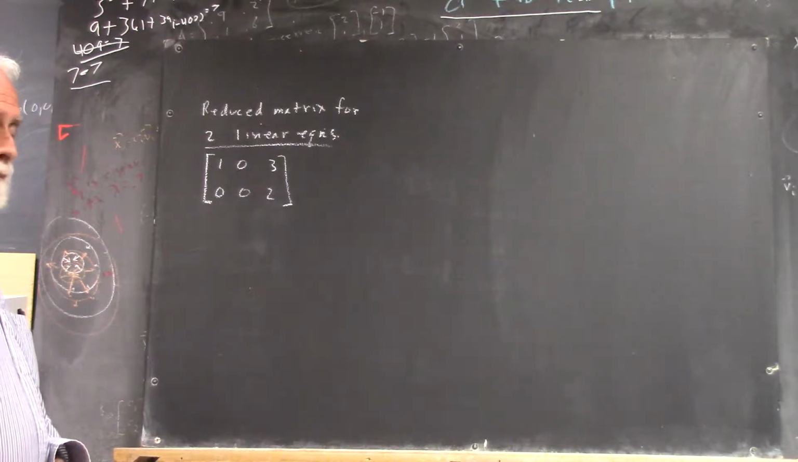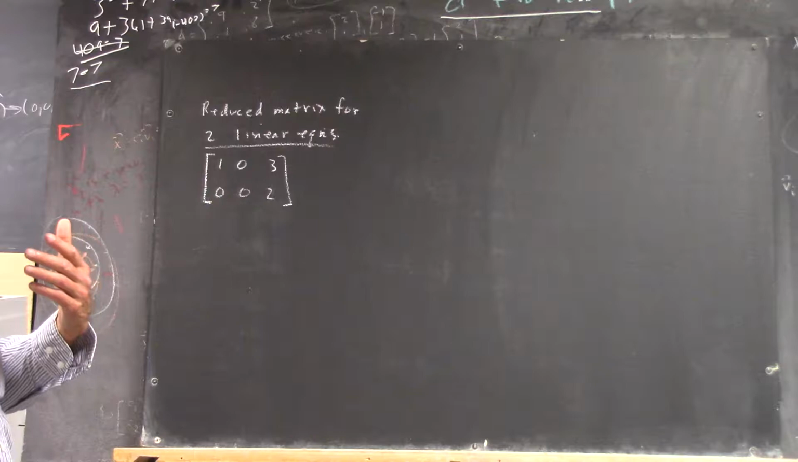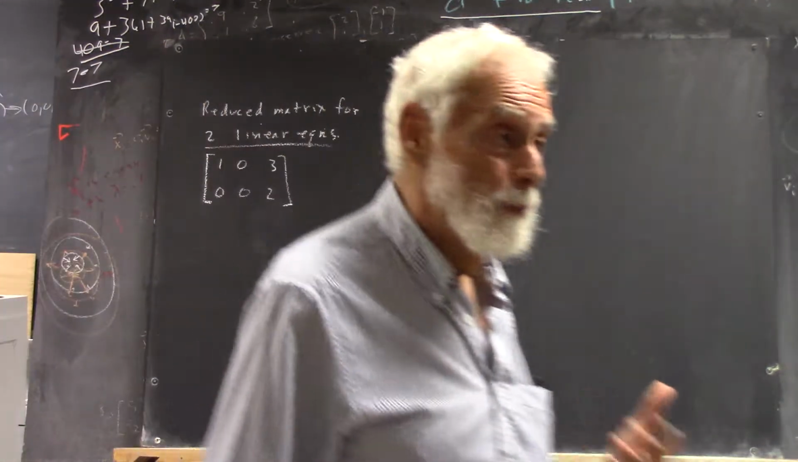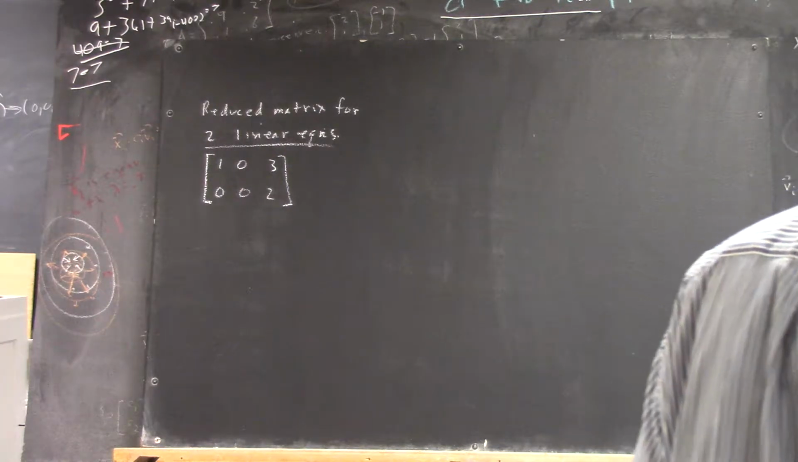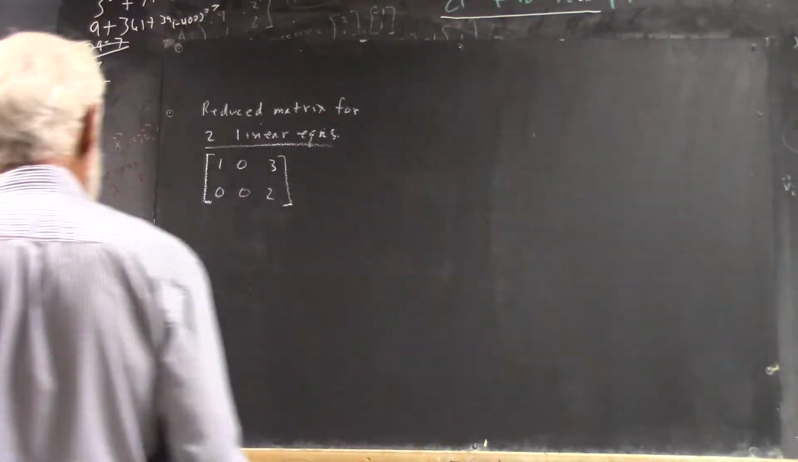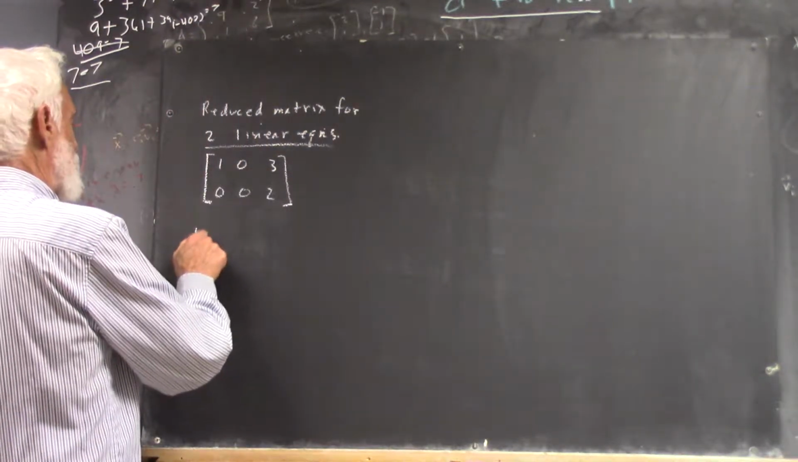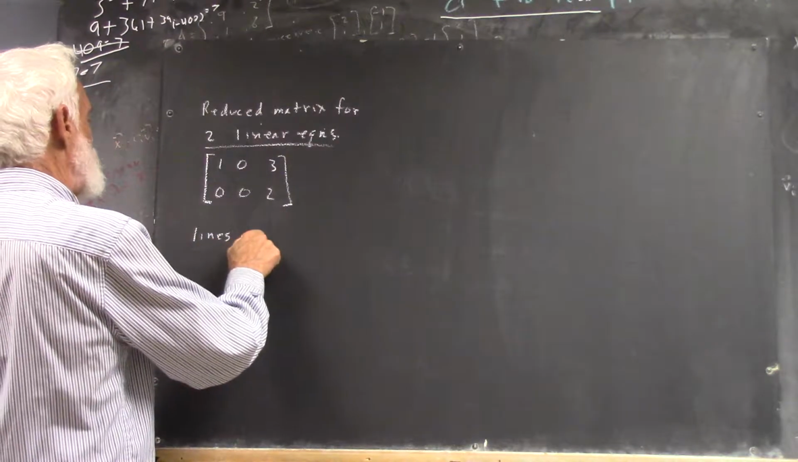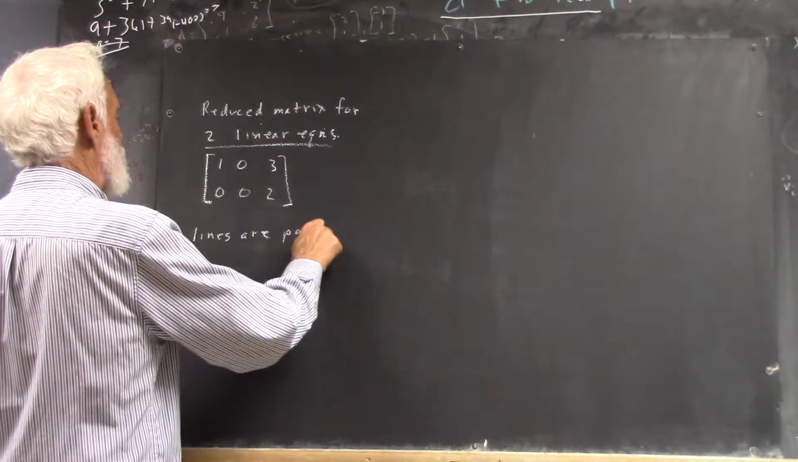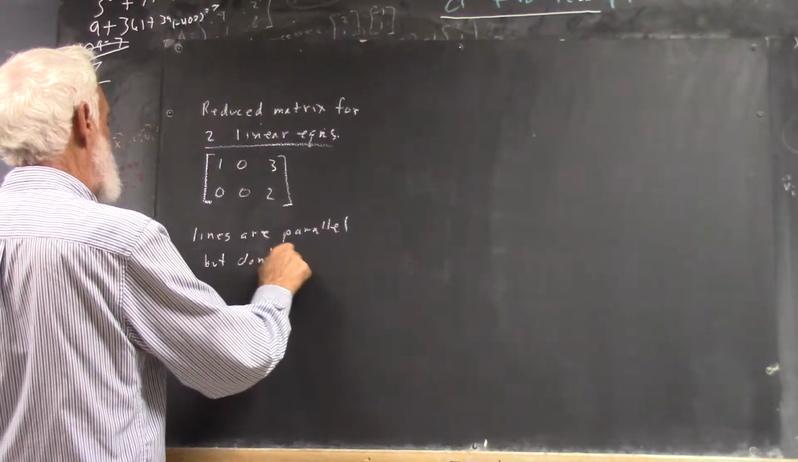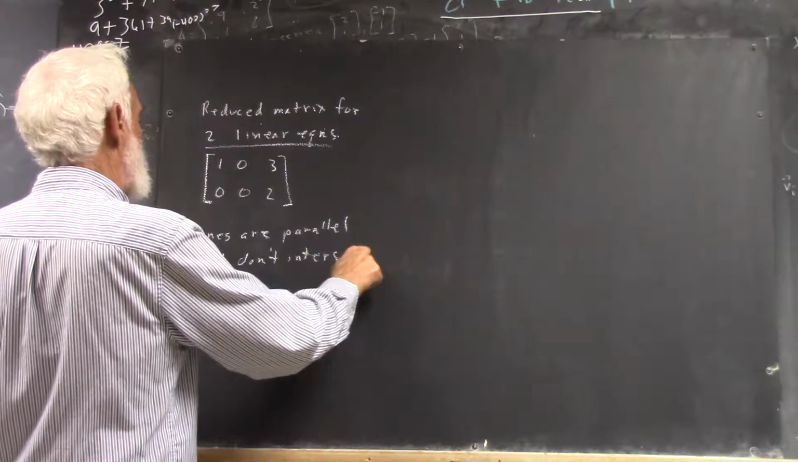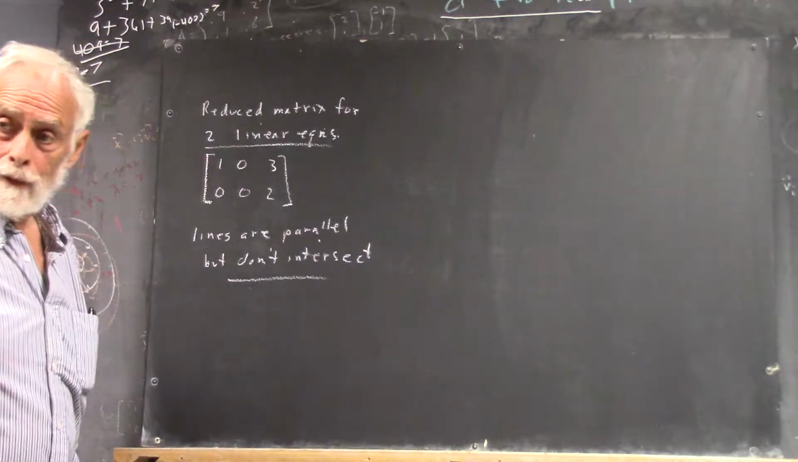Zero equals 2. Sorry? 0 equals 2 in that one line. What about 0, 0, 2? Are they parallel? For the equation, meaning that there'd be no solutions. Well, 0 equals 2 means there's no solution, but what's that tell you about the two lines? They don't intersect, they're parallel. Okay, so this means that the lines are parallel. But they don't intersect. Okay?